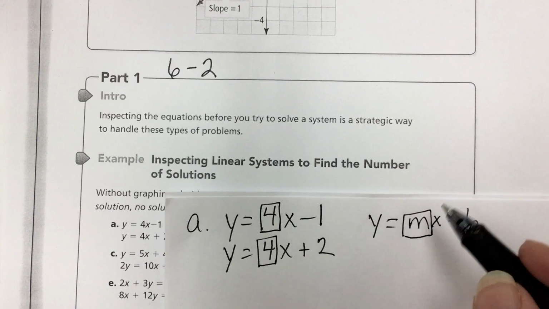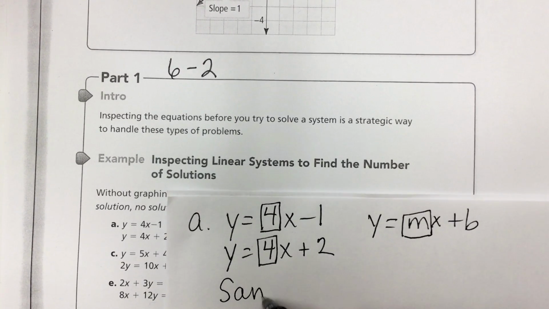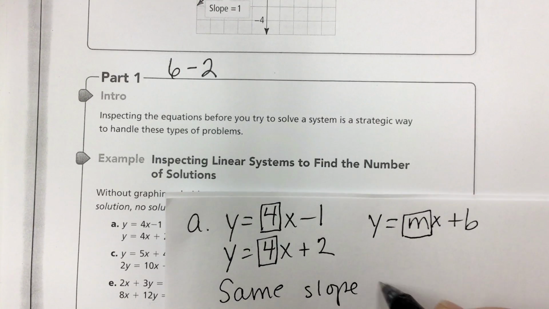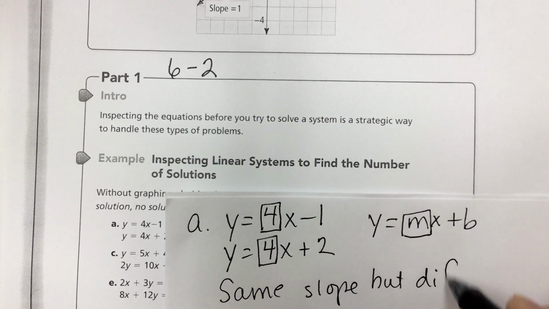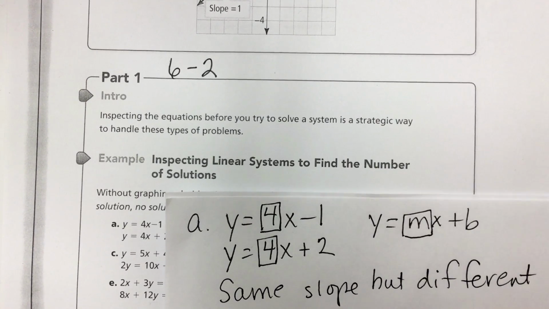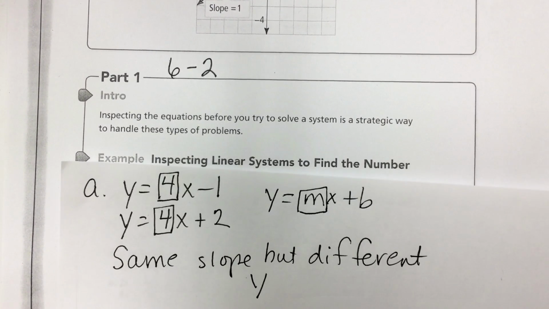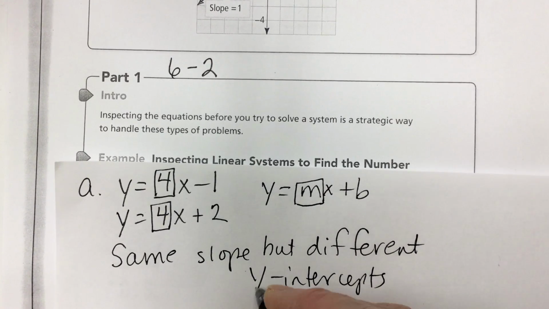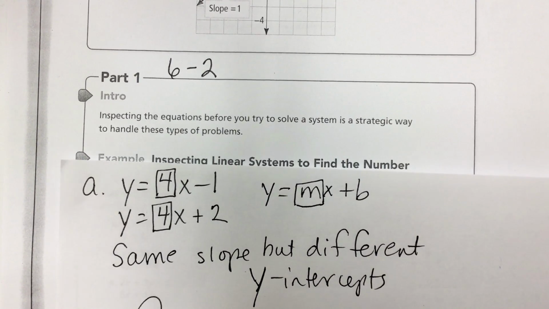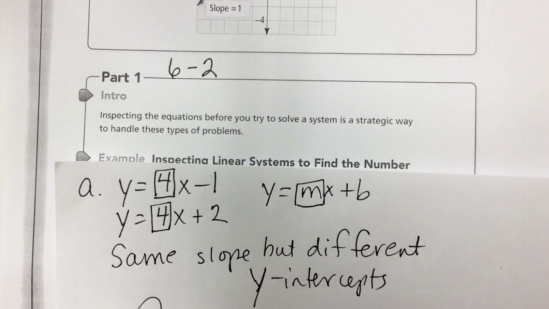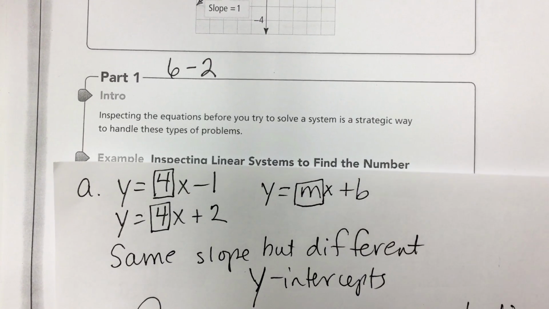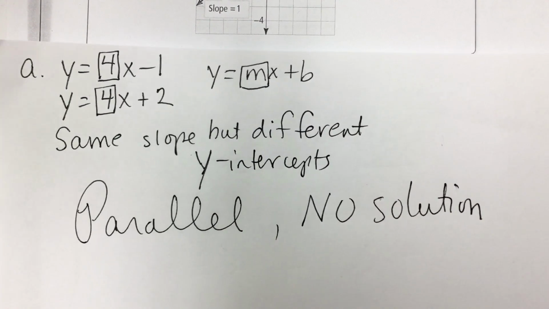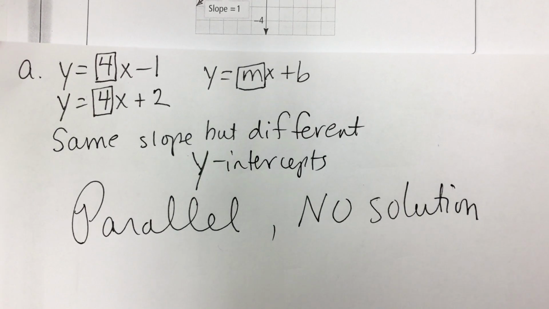Think back to our previous example. If they have the same slope but different y-intercepts, these two lines are parallel. So the solution to this system would be no solution, because these two lines never touch because they have the same slope.